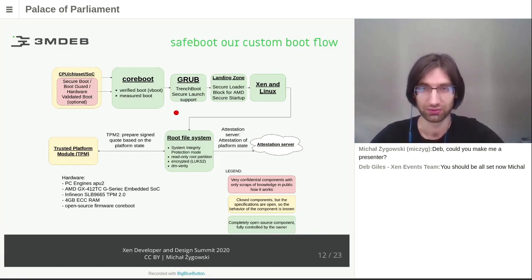And then if we are done with the bootstrapping process, we just jump to the GRUB, which is the most widely used bootloader. And this GRUB is slightly modified because we have the TrenchBoot secure launch support compiled in. So we are able to launch the DRTM with this GRUB. In case of a modified multiboot 2 process with secure launch, the GRUB hands over the control to landing zone. Landing zone, as I mentioned earlier, is a secure launcher block for the AMD secure startup.